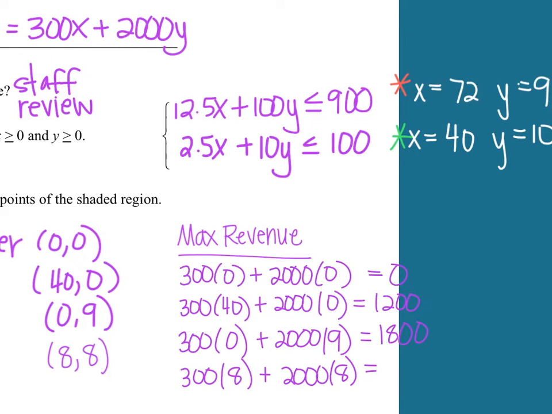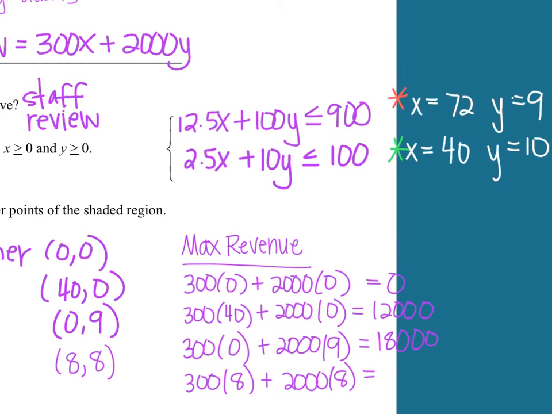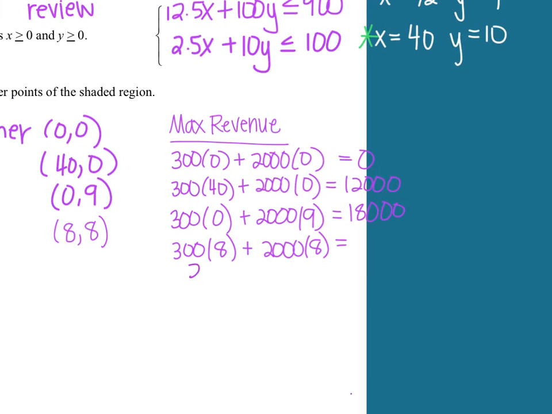I missed a zero. Did I miss a zero? I missed a zero twice. There we go. So when we add up 2,400 plus 16,000, we get 18,400. So that there is, like I said, that's the sweet spot where we're going to have our maximum amount of revenue.